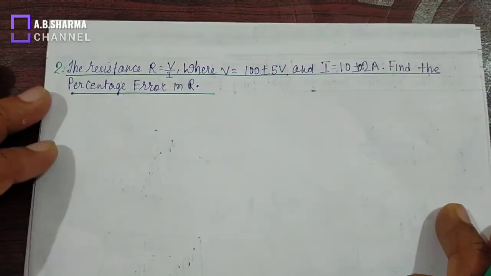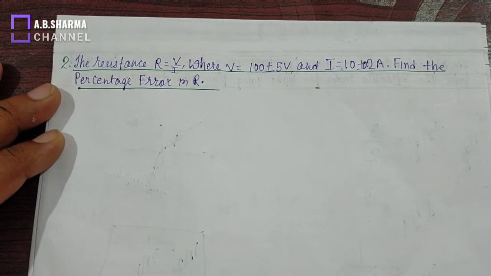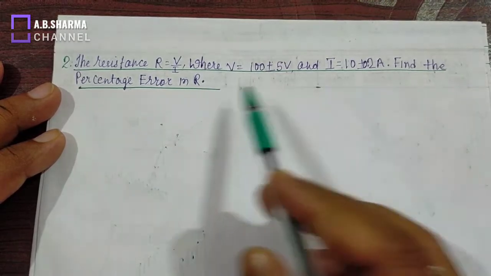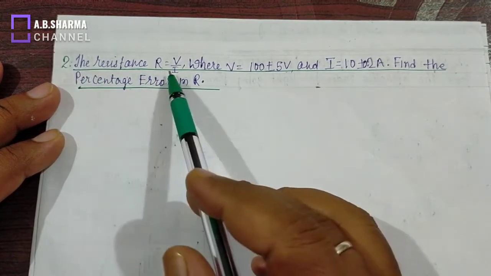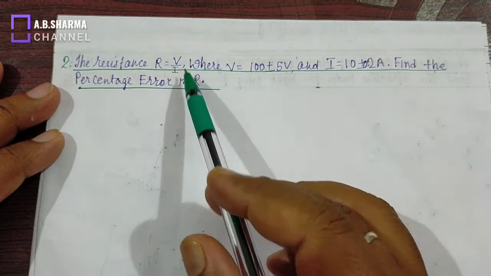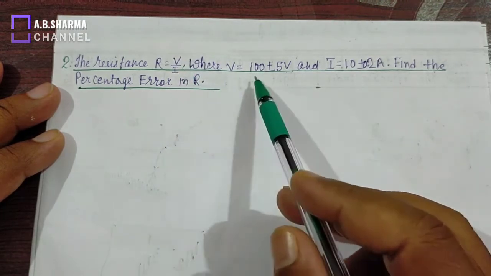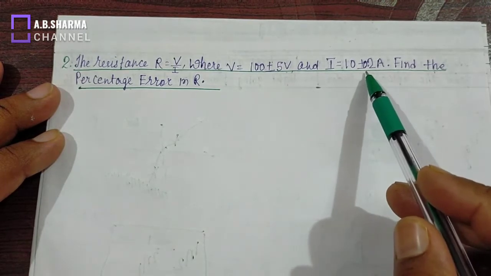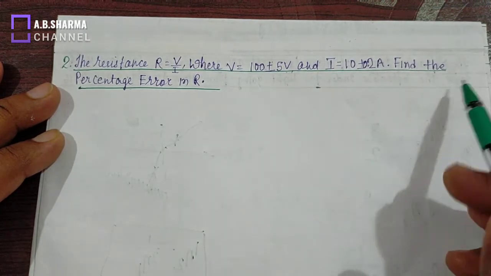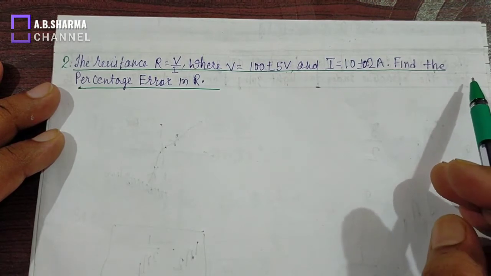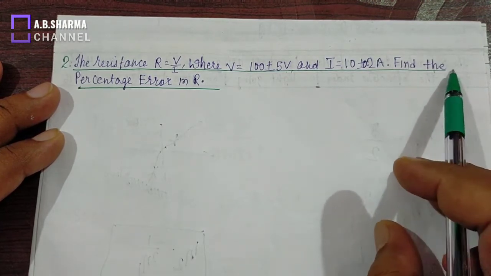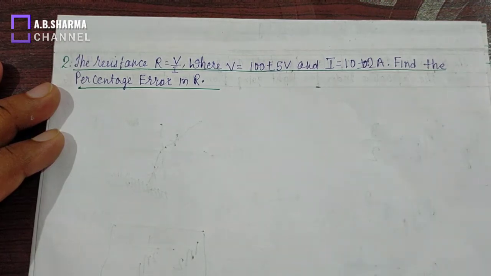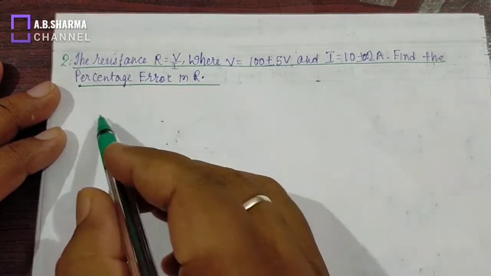Second question is based on percentage of errors. This question is also taken from NCERT book. The resistance R equals V upon I, where V equals 100 plus minus 5 volt and I equals 10 plus minus 0.2 ampere. Find the percentage error in R. Some information is given here, so write the information.